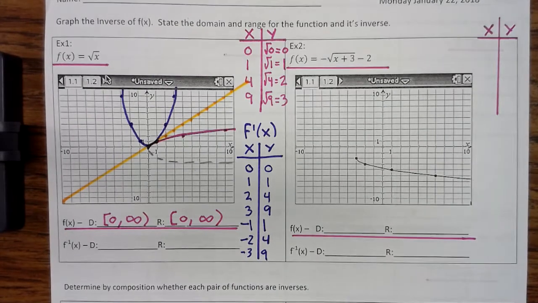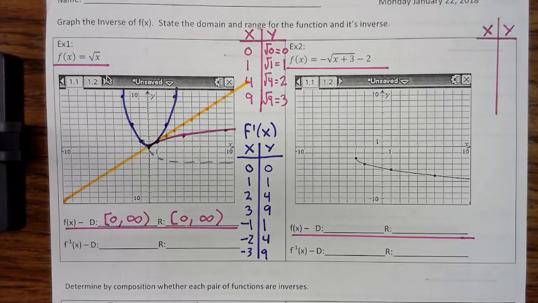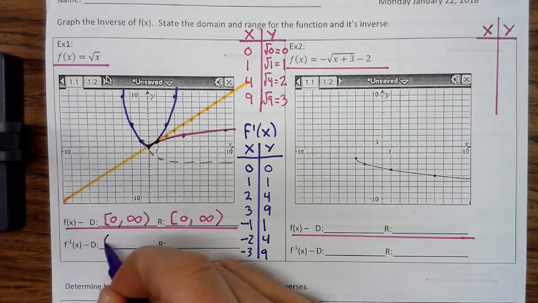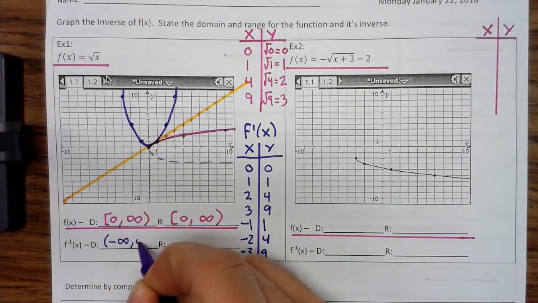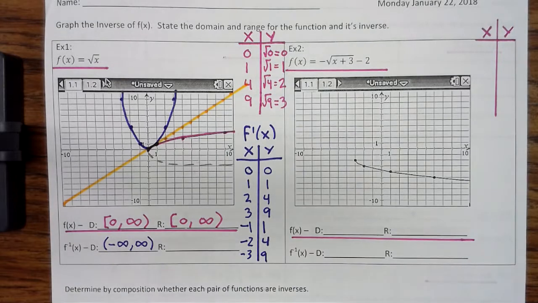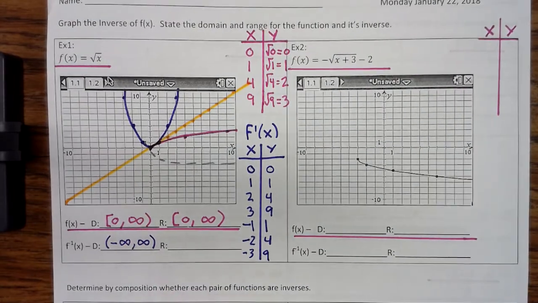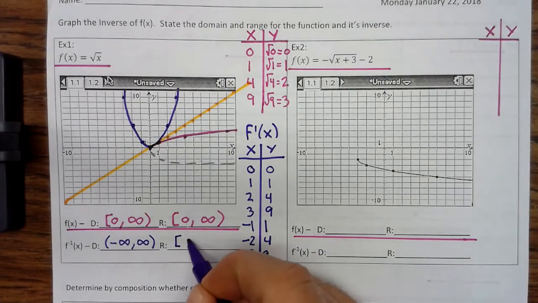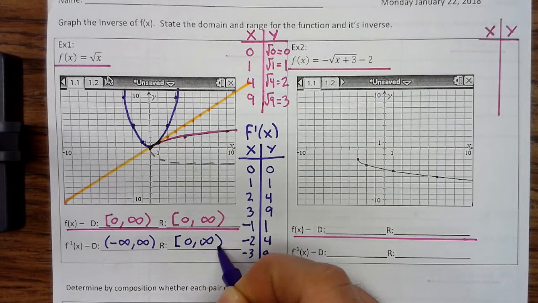Now I noted in our notes that the domain and range switch, but this is a unique case in that the domain of a quadratic is always negative infinity to positive infinity. So you only switch the domain with the range. So the range would be from 0 to infinity.